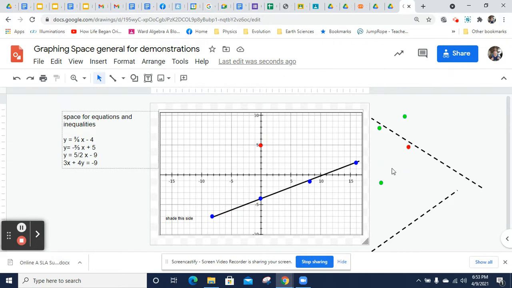When you have a negative slope, that means the vertical change and the horizontal change are going in opposite directions. So if the vertical change is positive, the horizontal change is negative. If the vertical change is negative, the horizontal change is positive. So let's grab this other red point and drag it over too.